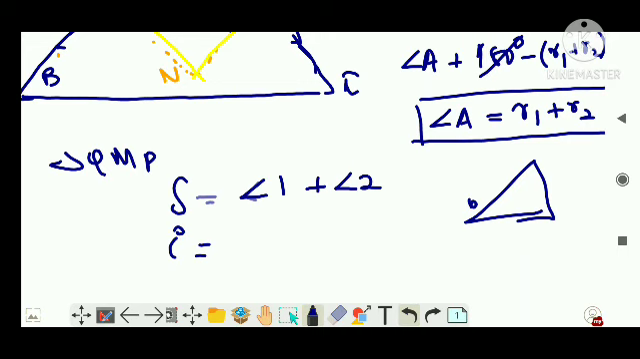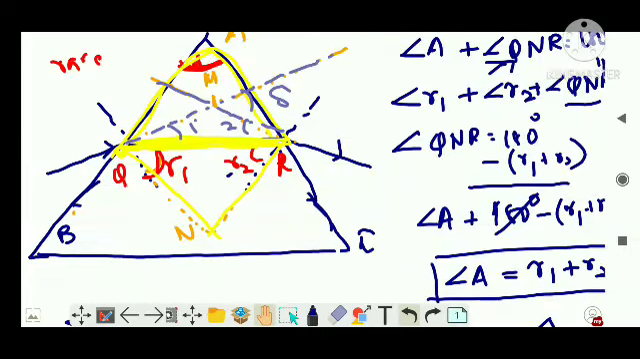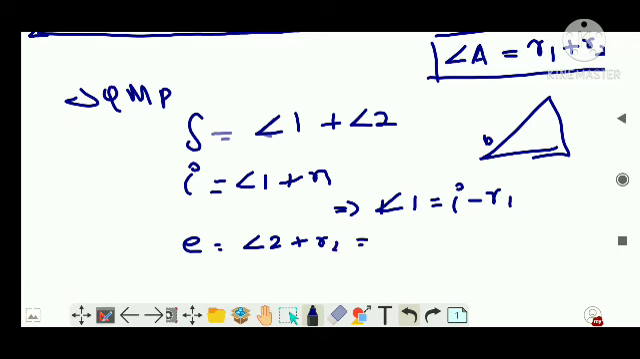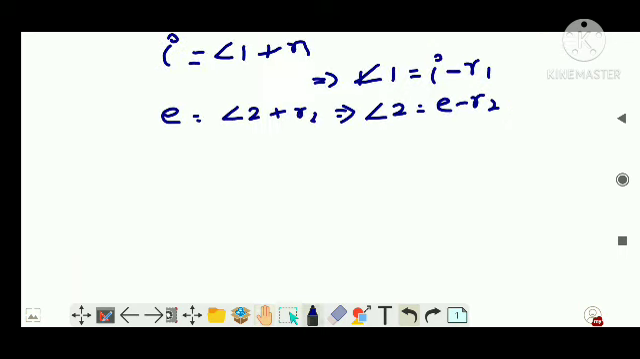There is a lot we can see in the figure. I have not marked the incident ray. This becomes the incident angle I. Now this I is equal to this angle, right? Similarly, this emergent angle E is equal to this. So I can write I is equal to angle 1 plus R1, or angle 1 is equal to I minus R1. Similarly, E is equal to angle 2 plus R2, or angle 2 is equal to E minus R2.